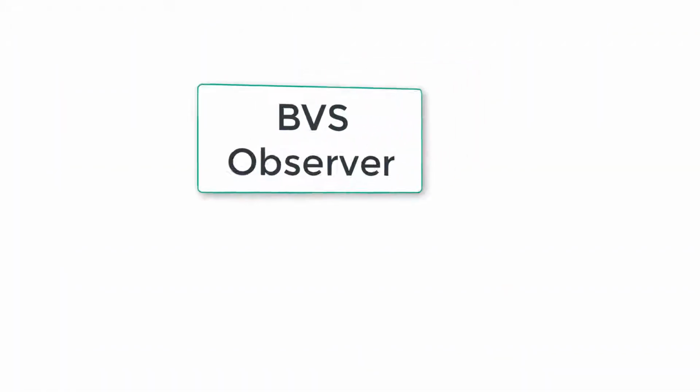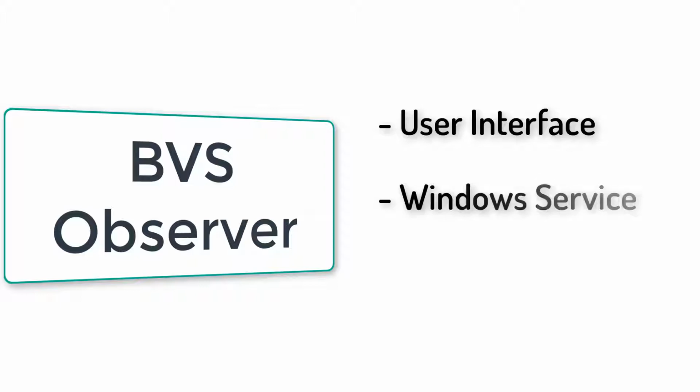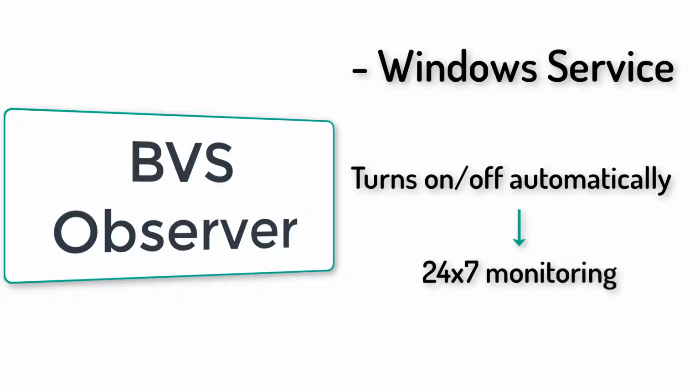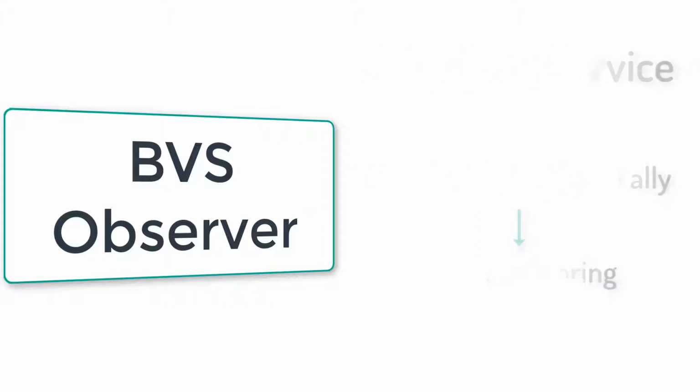BVS Observer, or simply Observer, is actually two programs. One is the user interface, and the other is a Windows service, always running in the background. The Observer service turns on when the computer starts and turns off when the computer is shut down. This allows for continuous monitoring of the battery systems 24/7 as long as the computer is always running.